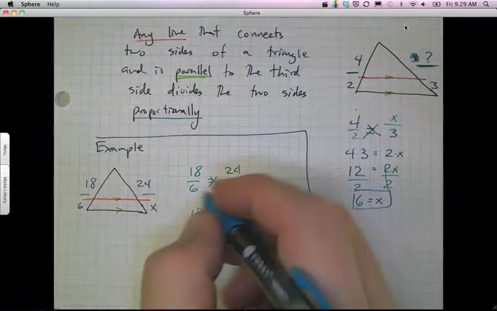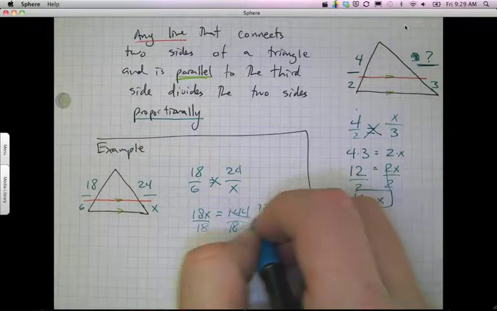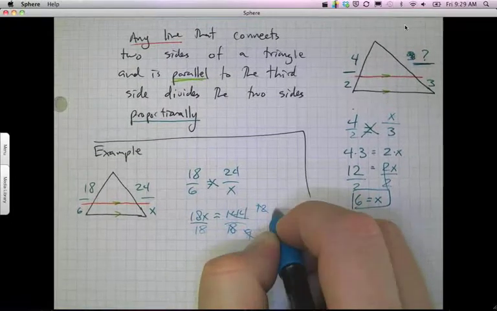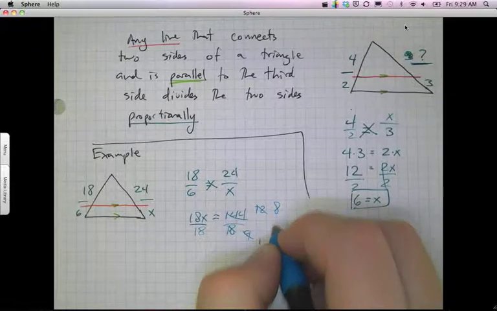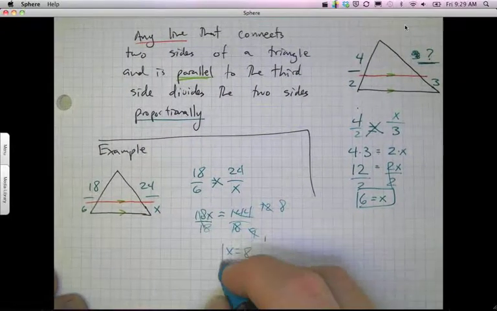Here, let's simplify this. 144 cut in half is going to be 72. This is going to be 9. And if I divide both sides by 9, I end up with 1, and this ends up being 8. So x is equal to 8. There you go.